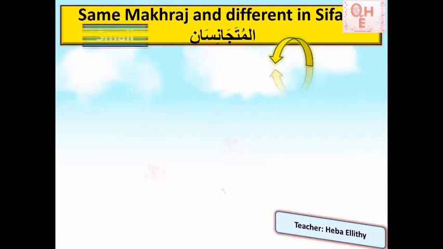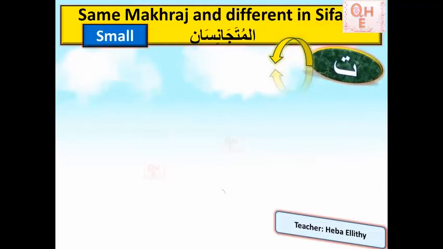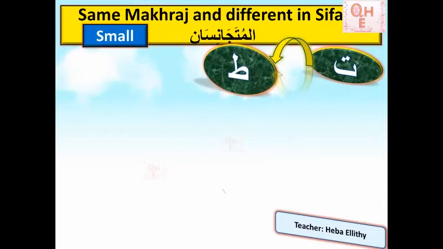Our next letters here, we are still under the case of small. That means the first letter is sakin and the second is with حركة. Letter ta followed by what? We said ta followed by dal and dal followed by ta. What's the third letter that comes from the same makhraj of dal and ta? Good job, letter ta. So here ta is followed by letter ta.